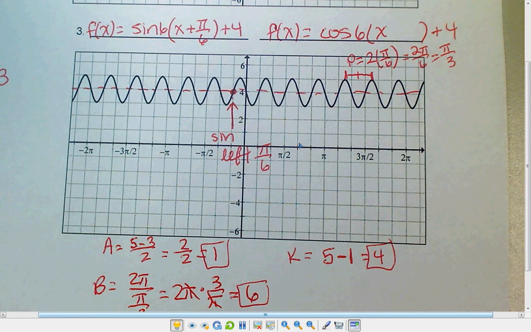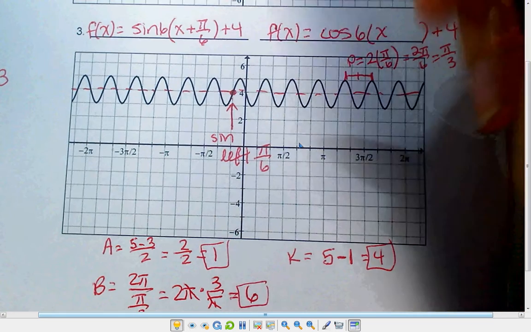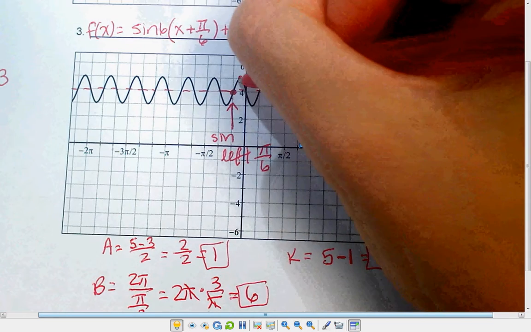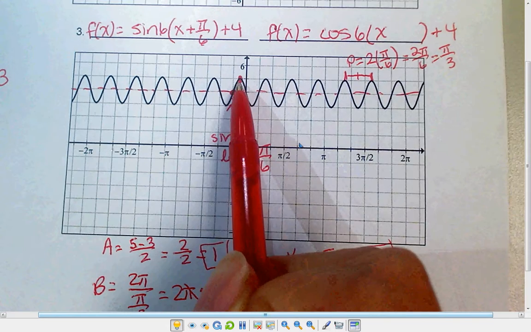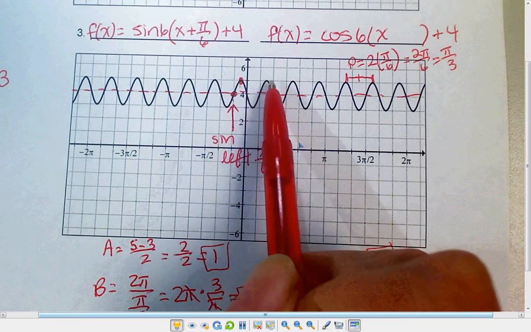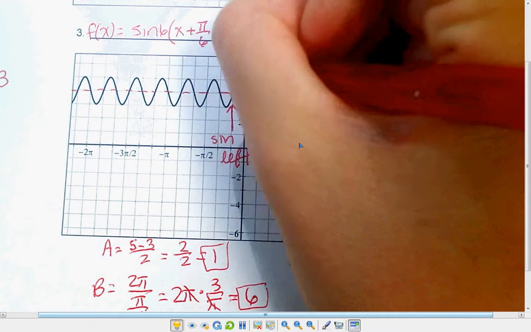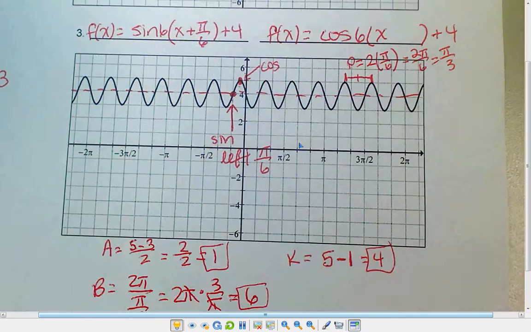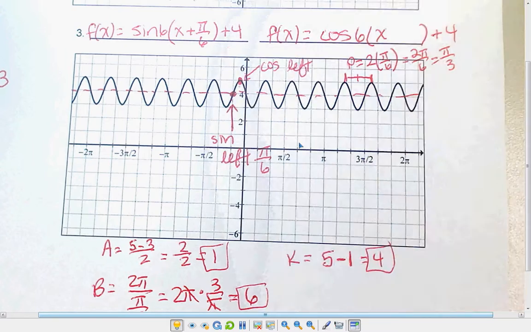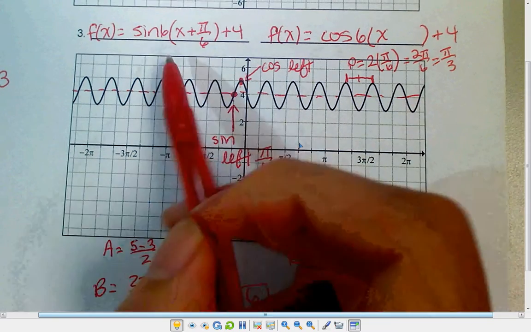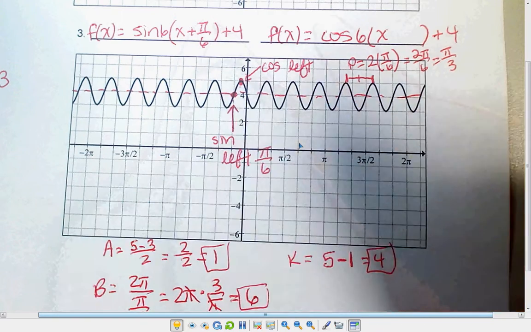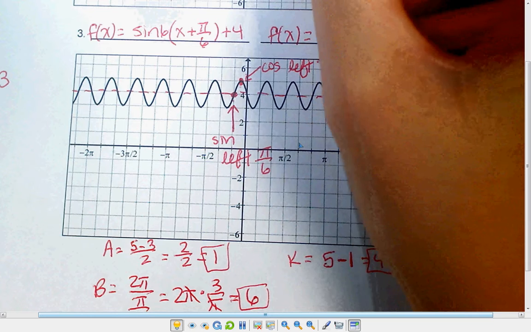For cosine, I'm going to pick the top of a hill. So here, right here, I can pick this one. You could really pick any of these, but I'm going to pick the one that's closest. And then here's cosine, and this one's moved to the left as well. And this one's moved to the left only half of a space. So this is 0.5 of a space.